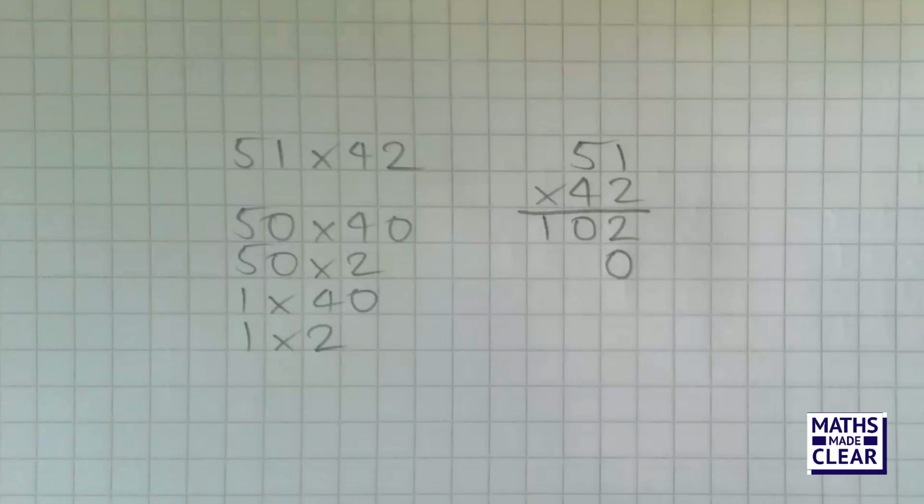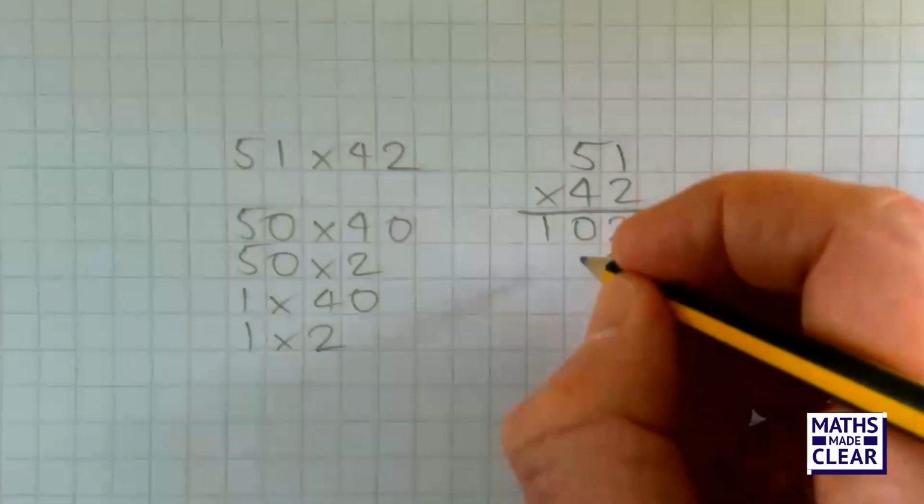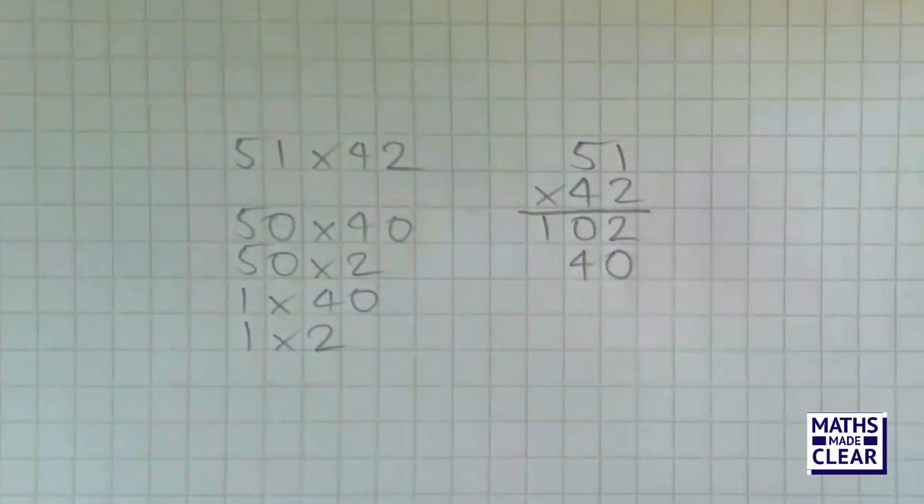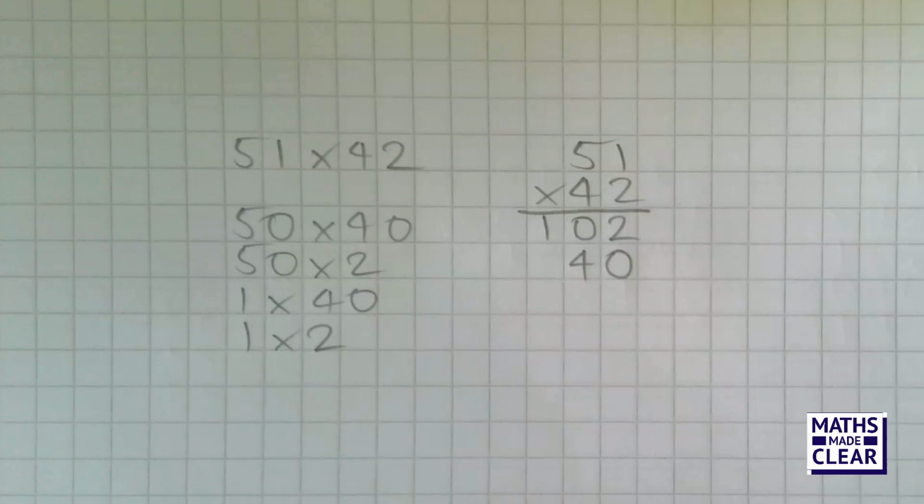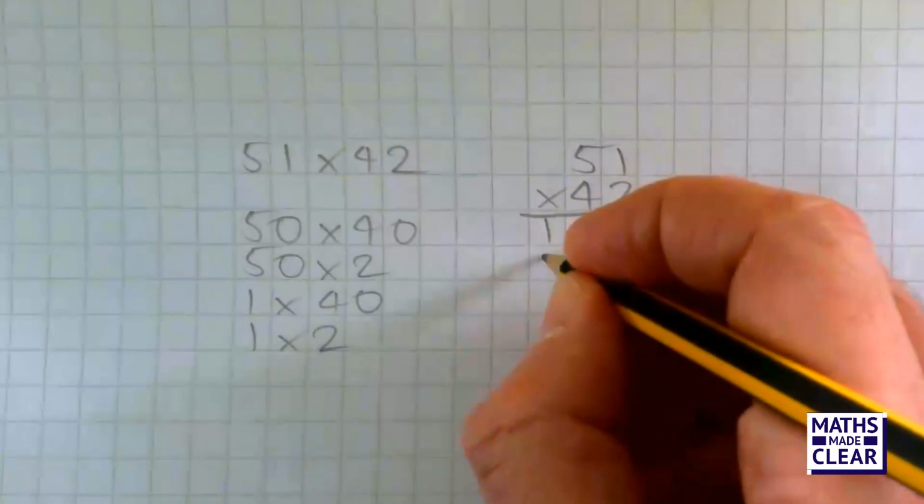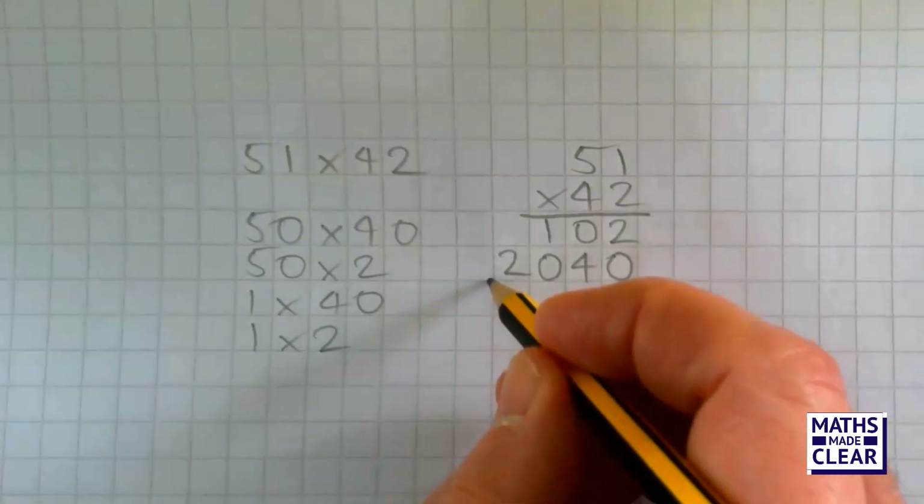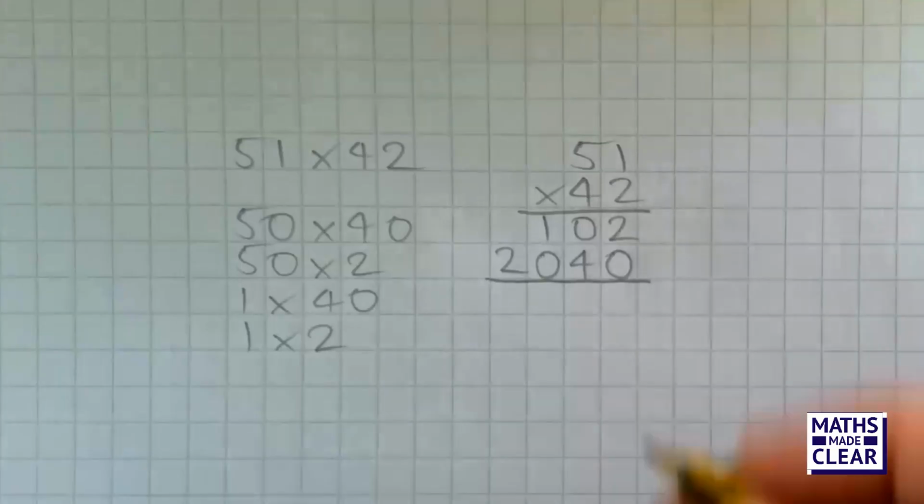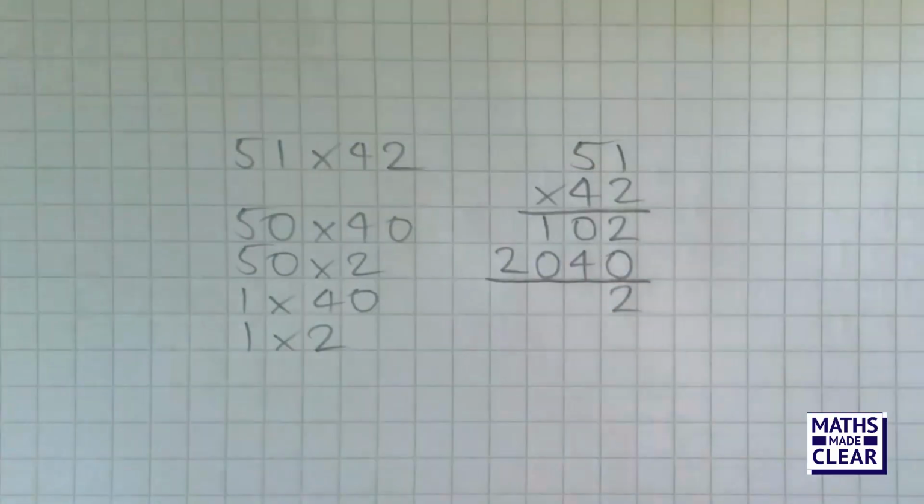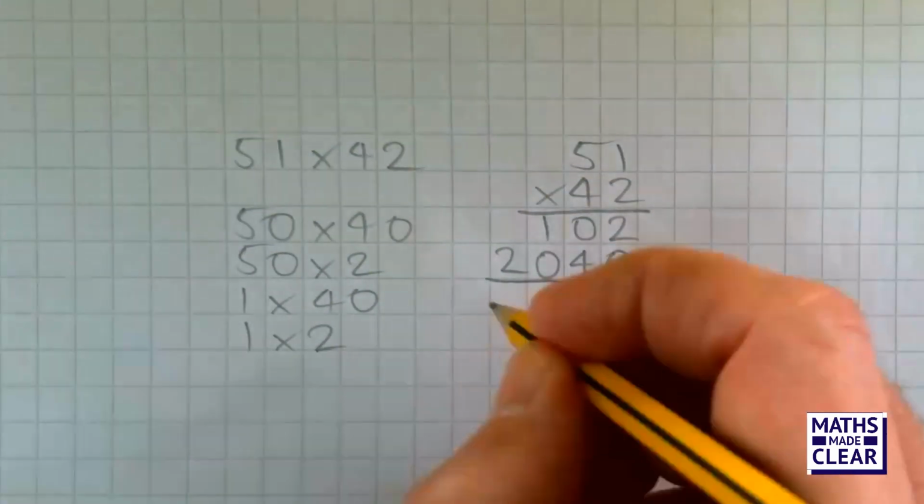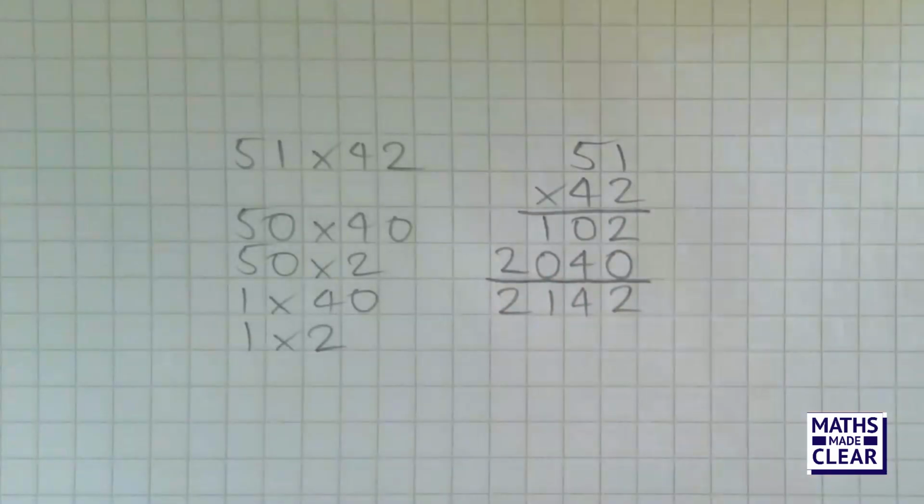Then I'm going to do 4 times 1, which is 4, written in the tens column. And then I'm going to do 40 times 50. But again, I don't want to think about that. I just want to do 4 times 5, which is 20. So I'm going to write 20 there. And then all we need to do is add together our two numbers. So as you can see, by adding through all the columns, 51 times 42 is 2,142.